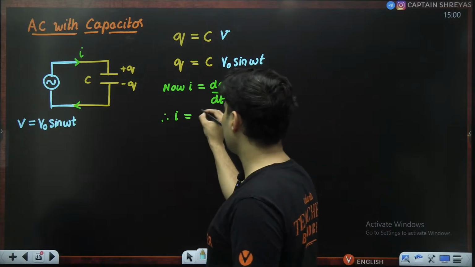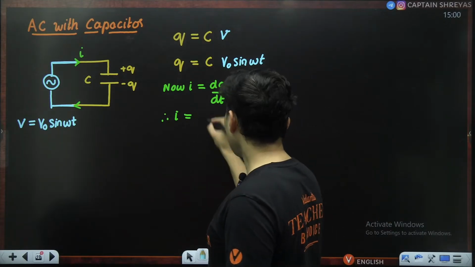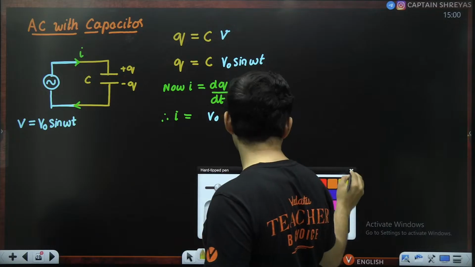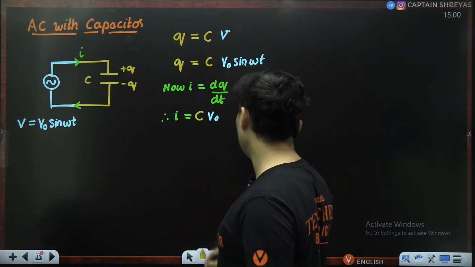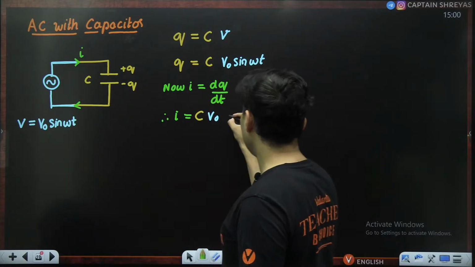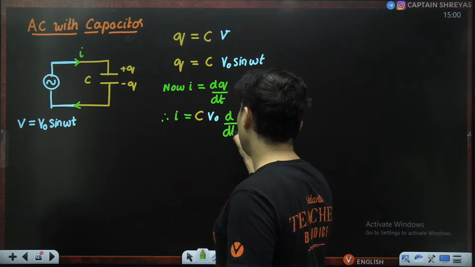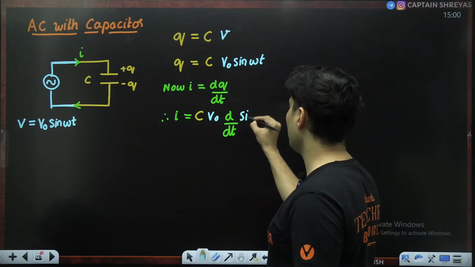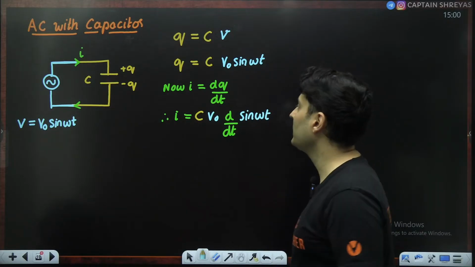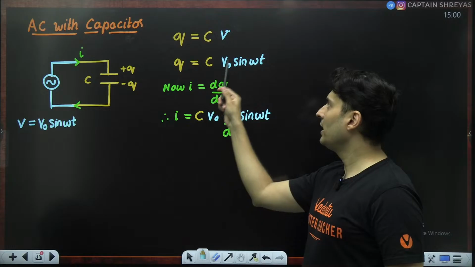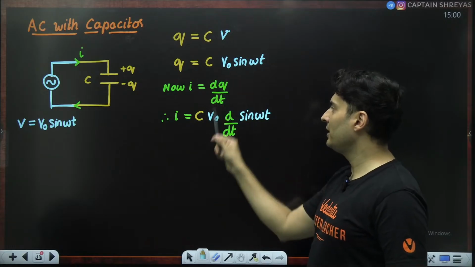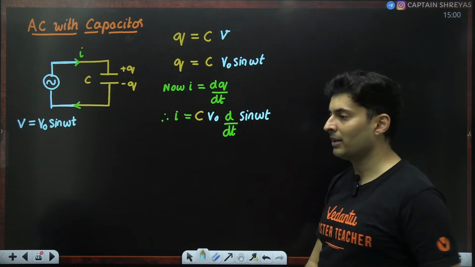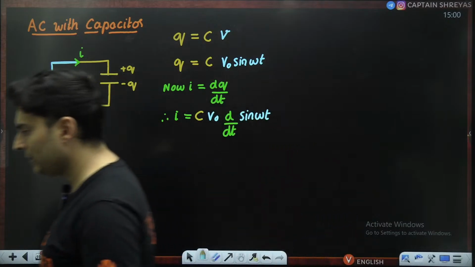So when I find the current by differentiating q, the capacitance and V naught will come outside. What will be left is just the derivative of sine omega t. So dq by dt: capacitance outside, V naught outside, derivative of sine omega t. Everyone clear till this point?